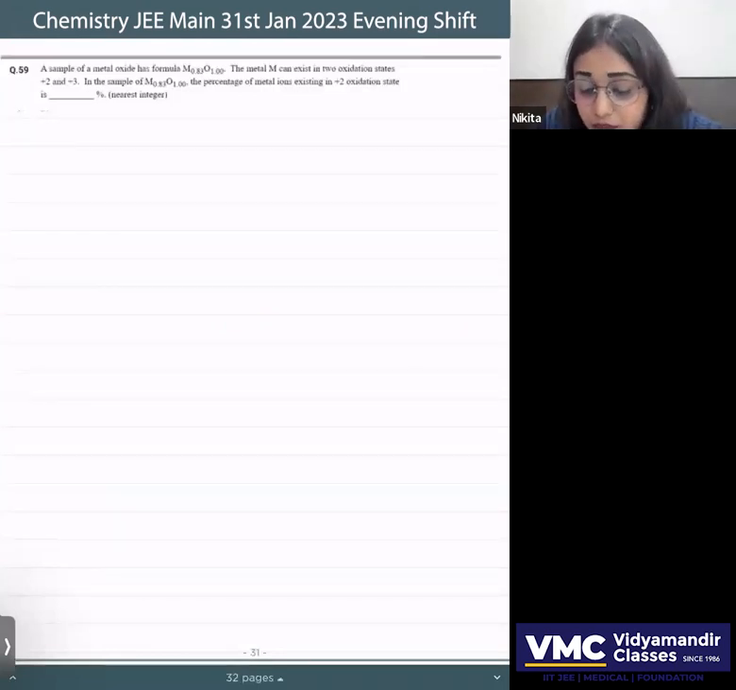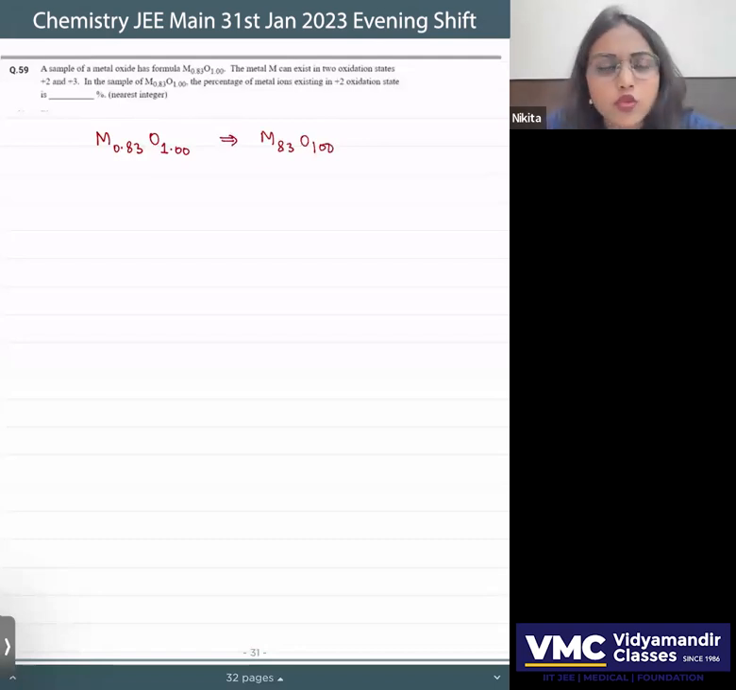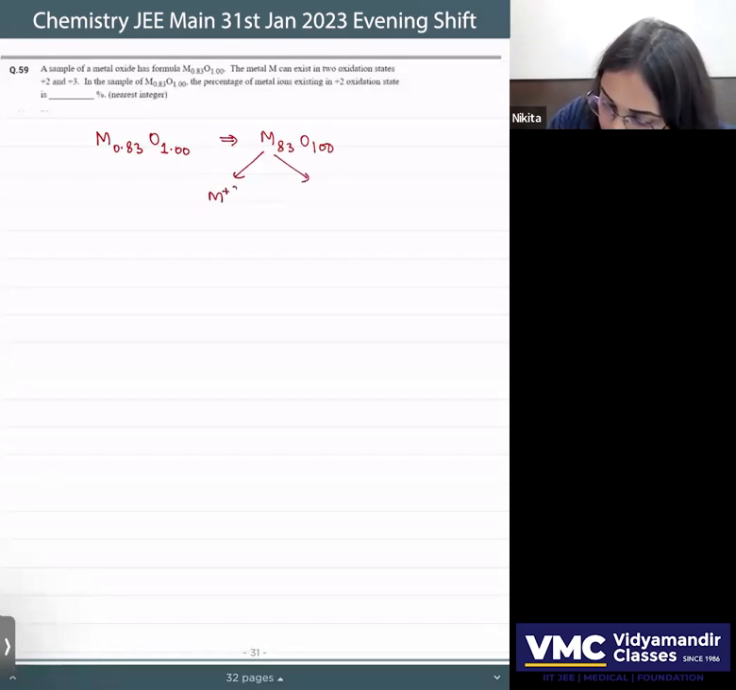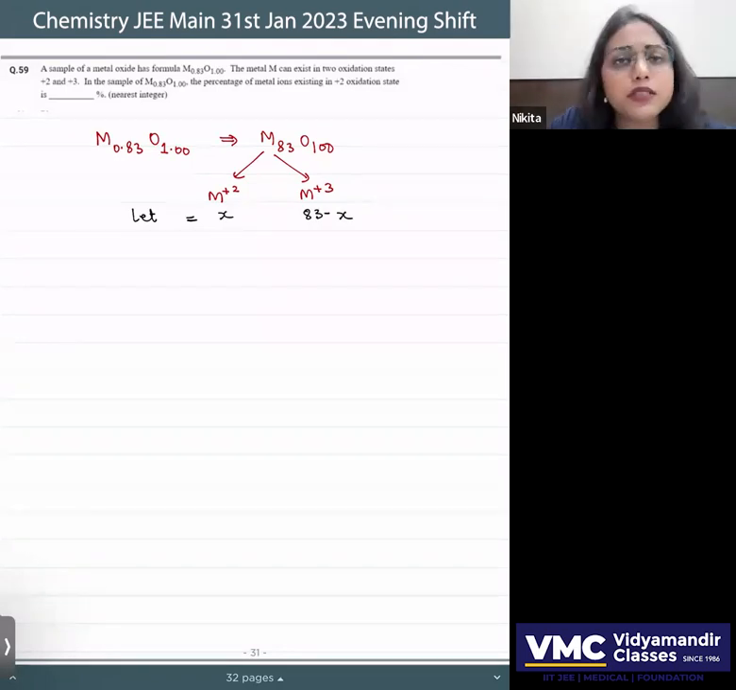Next question. A sample of a metal oxide has formula M83O100. The metal M can exist in two oxidation states, +2 and +3. Let the number of +2 ions as X. So the number of +3 ions would be 83 minus X. Very simple. We have to calculate the percentage of metal ions existing in +2 oxidation state.